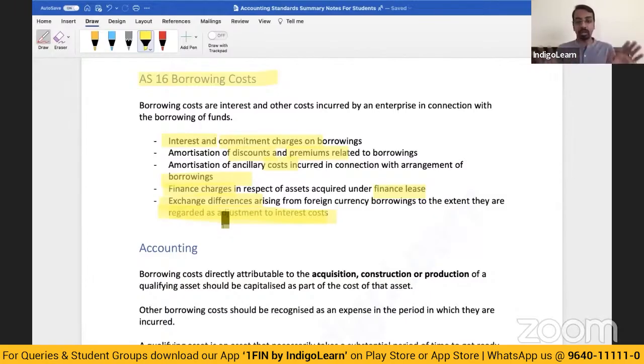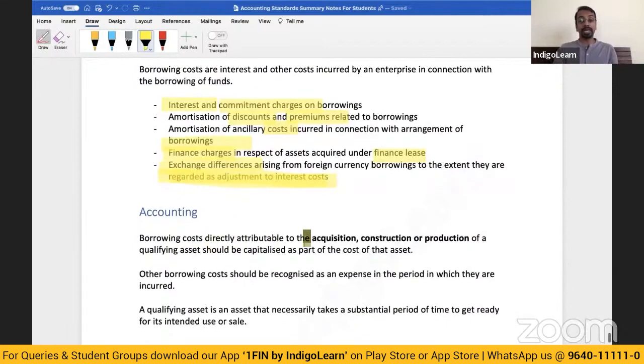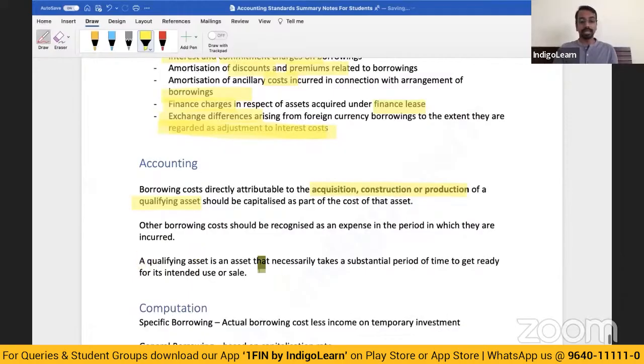Okay, this is all about borrowing cost. Now, borrowing costs which are attributable to the acquisition, construction, or production of a qualifying asset should be capitalized. The remaining will be expensed. What is a qualifying asset? One which necessarily takes a substantial period of time to get ready for its intended use or sale. Intended use covers accounting standard 10 property, plant and equipment, and accounting standard 26 intangible assets. Sale covers accounting standard 2 inventory.